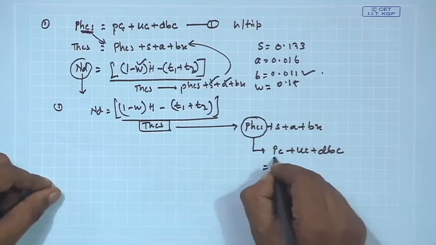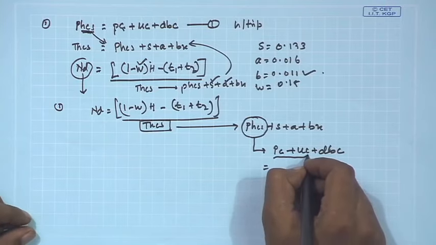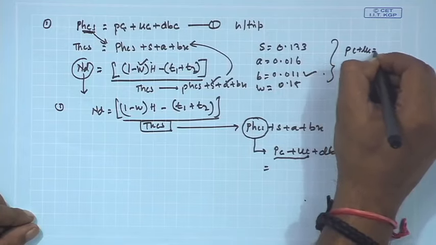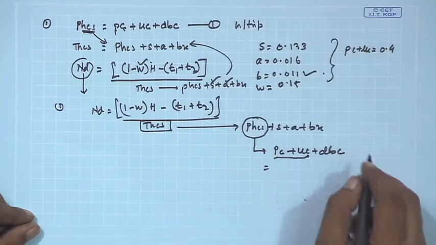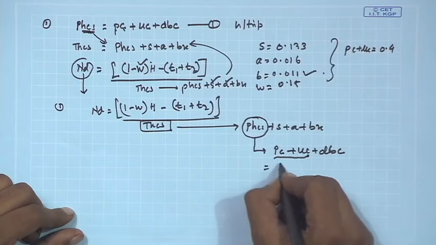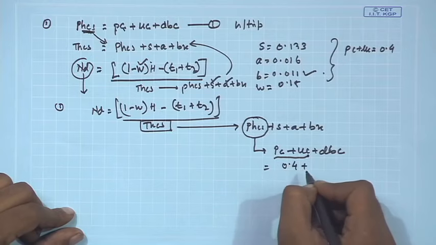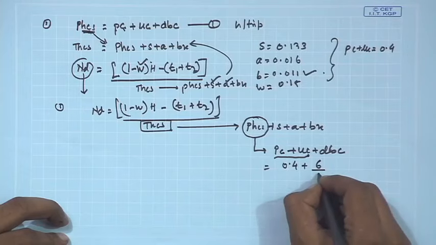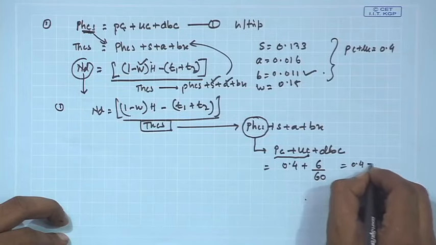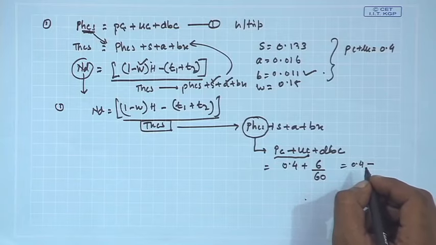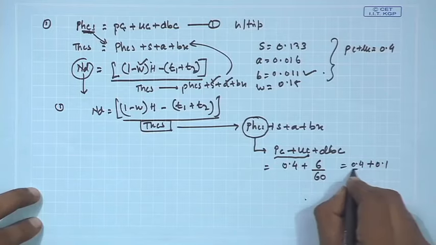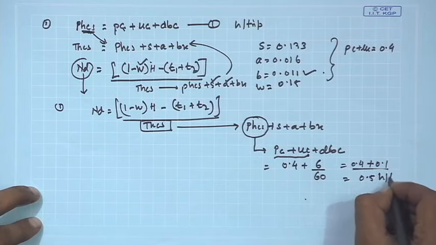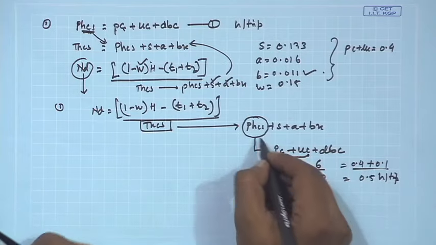So this value is given in the numerical. PC plus UC equals 0.4. It is given in the numerical in the second row, 0.4, plus DBC. In the numerical, drive between the container is given as 6 minutes, that you have to convert into hour, that would be 0.1. So 0.4 plus 0.1, that would be 0.5 hour per trip. So we found PHCS.